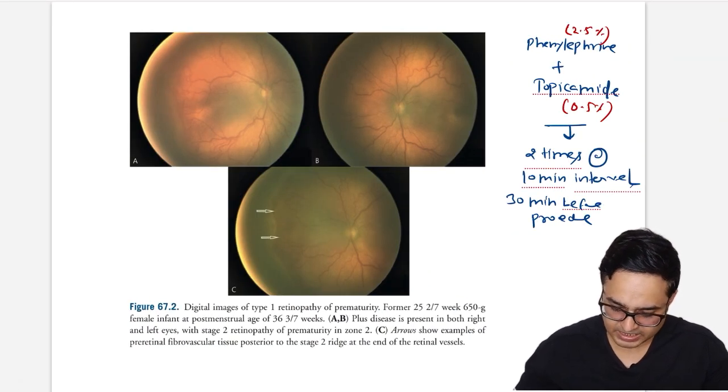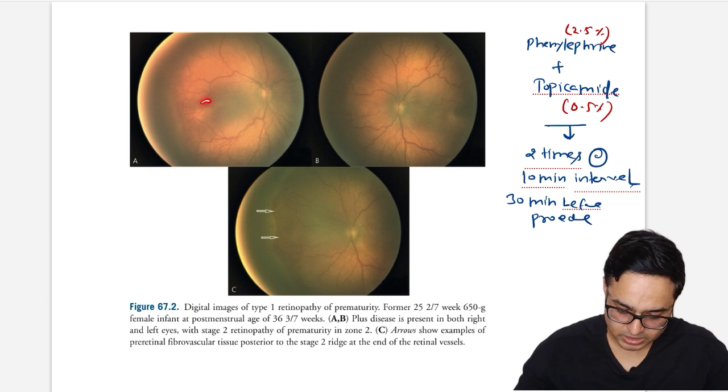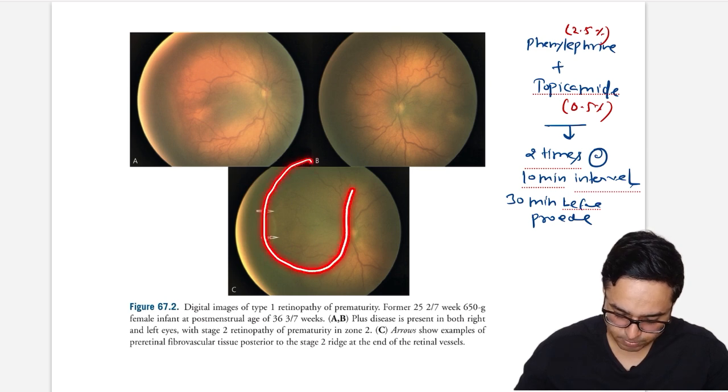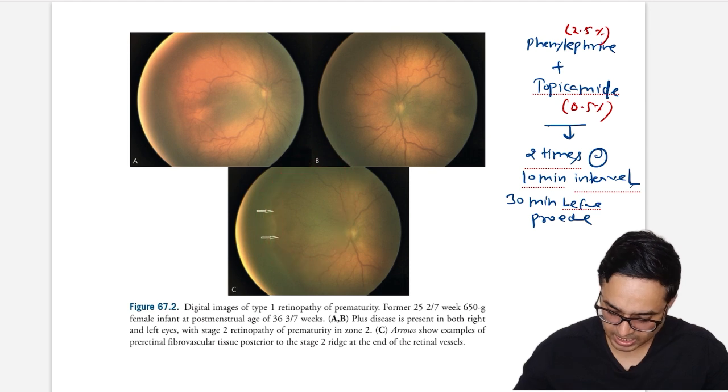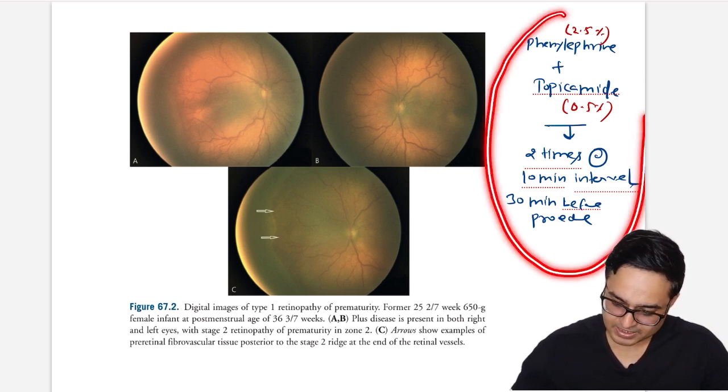These are retinopathy of prematurity images. In image A or B, plus disease is present in both the left and right eye. Plus disease means retinal tortuosity and bending of vessels are seen. In this image, there is pale pre-retinal fibrovascular tissue posterior to a stage 2 ridge at the end of the retinal vessels. So you are able to see the ridge, and the fibrovascular tissue is pre-retinal. These images can be asked in the exam. Just go through them once.